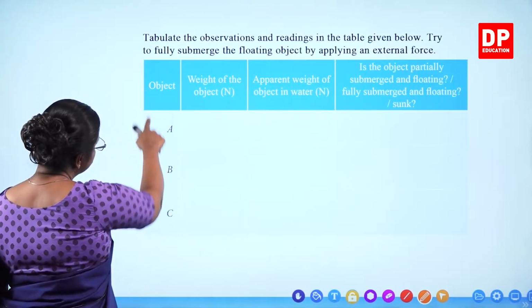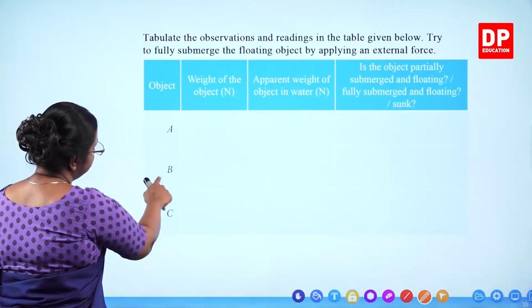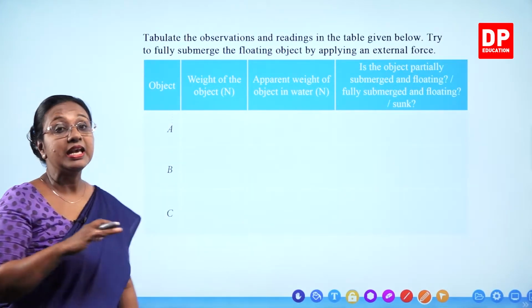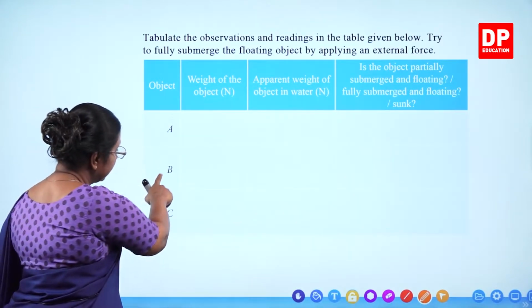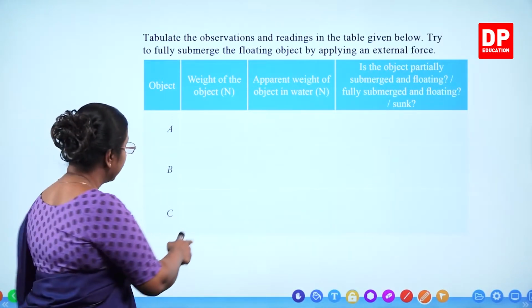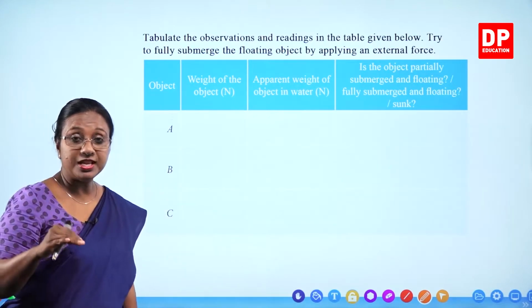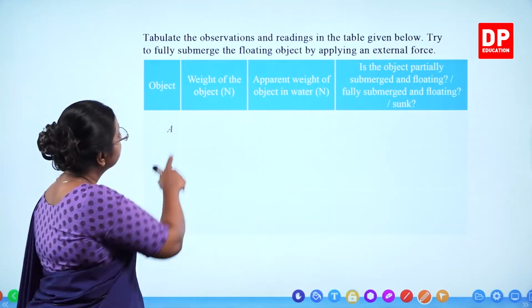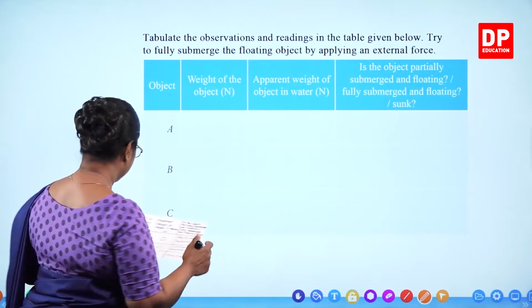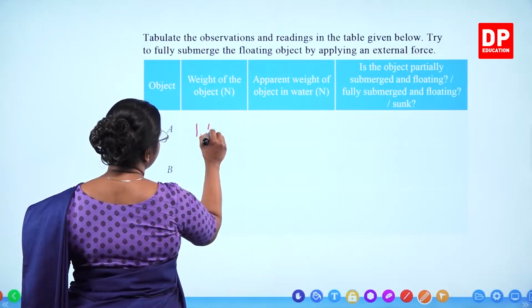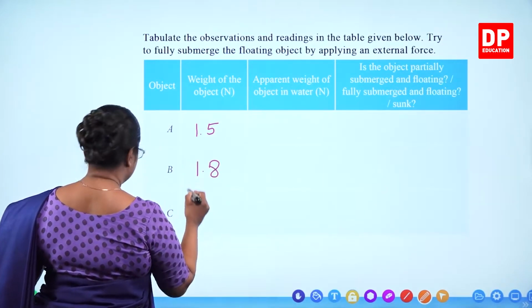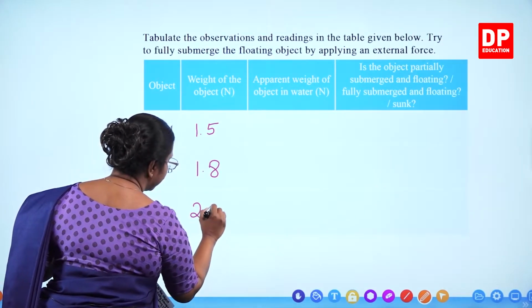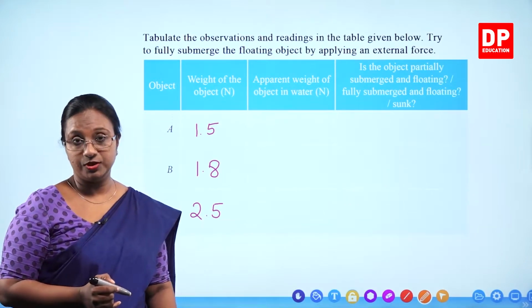So here in the first column, you can see objects A, B and C. You can remember A is the object that was partially submerged and floating, B completely submerged and floating, and C is the object that sinks in water. Then the weight of the object. Here we got the weight as 1.5 Newton, B was 1.8 Newton and C you can remember it was 2.5 Newton.